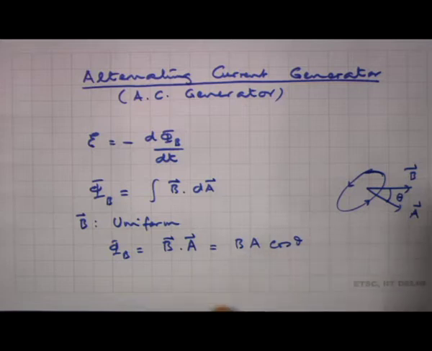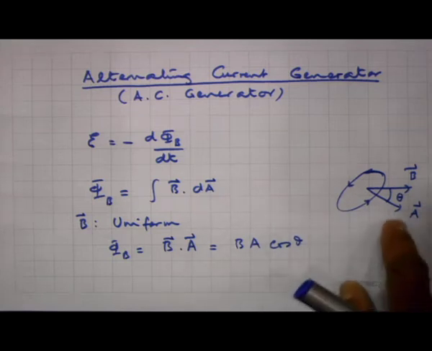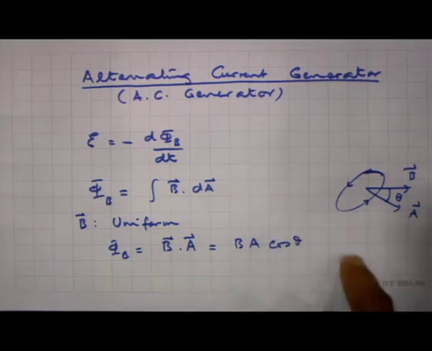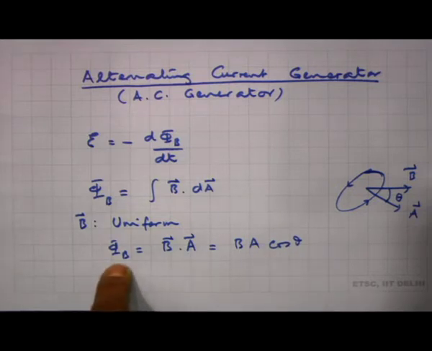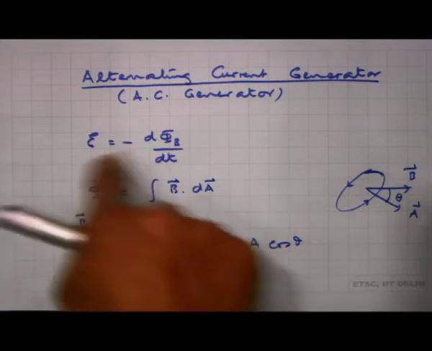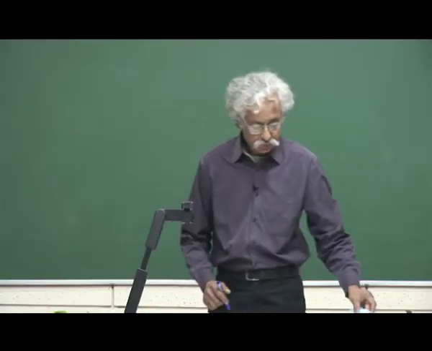It is also possible that both the magnetic field and the magnitude of the area remain constant, but the angle theta changes. If you have a coil which is rotating, then because the area vector is rotating with time, the cos theta term will change with time, and that change of magnetic flux will generate an EMF. This is the principle that is used in the AC generator.